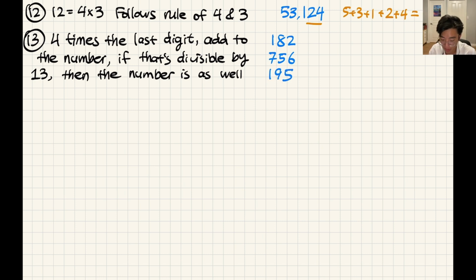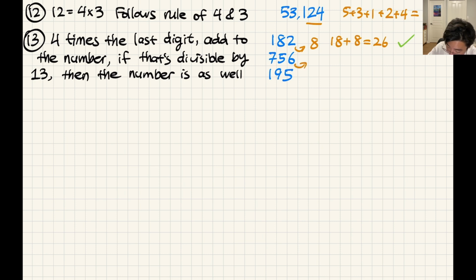So we 4 times the last digit, so this is an 8. We add it up. We got 18, which is the remaining 2 digits. 18 plus 8 gets us 26. 26 is divisible by 13. 182 is also divisible by 13.